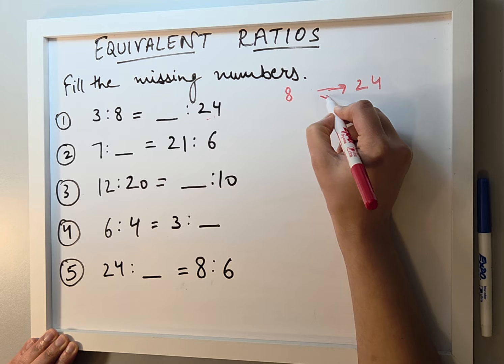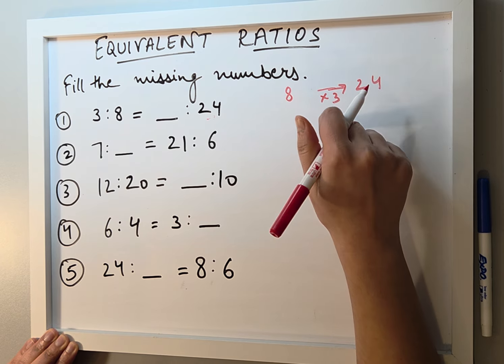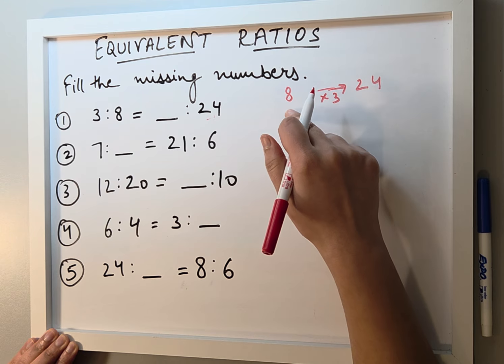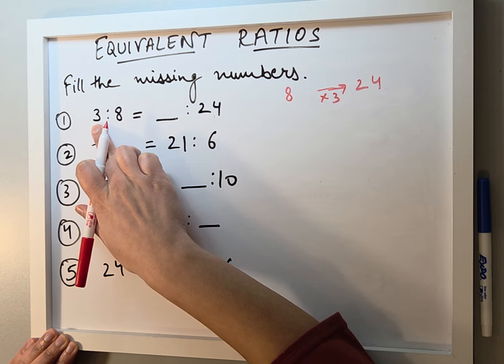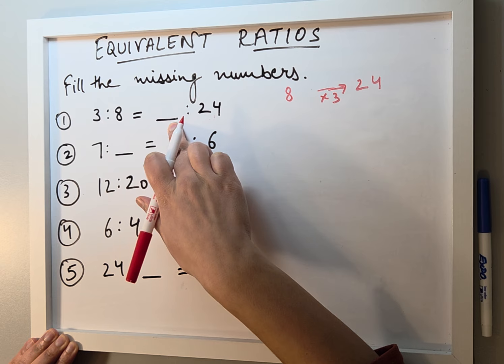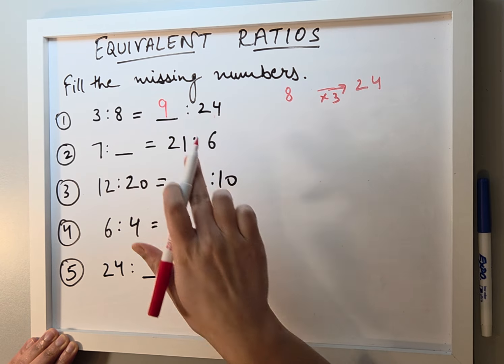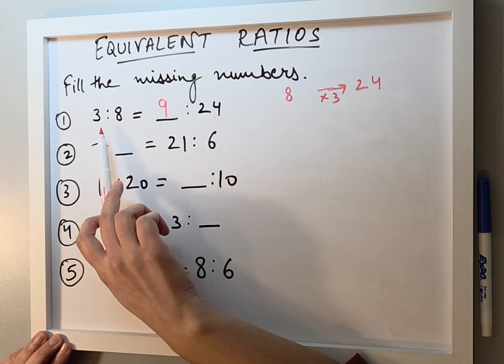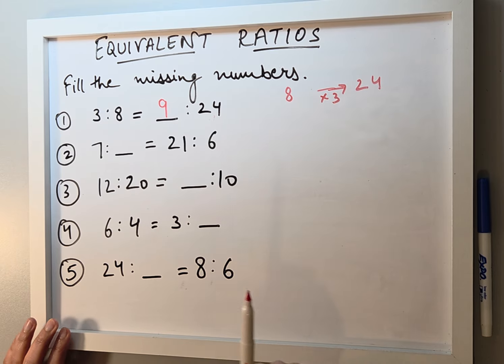So 8 into 3. We know 8 multiplied by 3 gives us 24. 8 3s are 24. So 8 is multiplied by 3. So similarly, 3 has to be also multiplied by 3. So 3 into 3 is 9. So the equivalent ratio is 3 ratio 8 and 9 ratio 24.